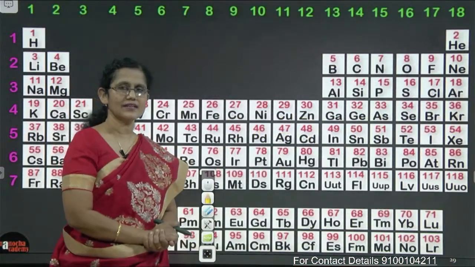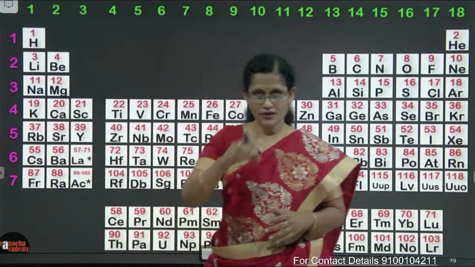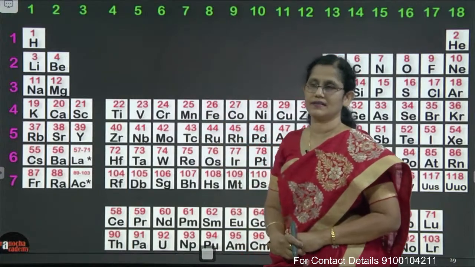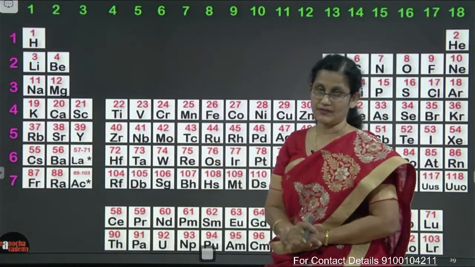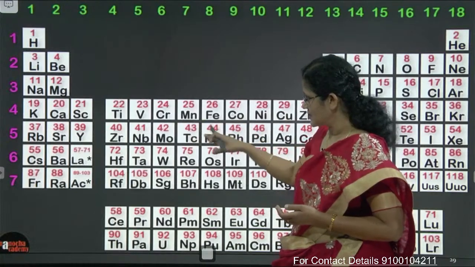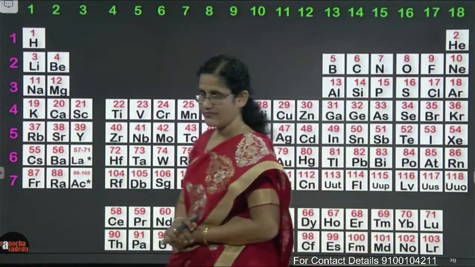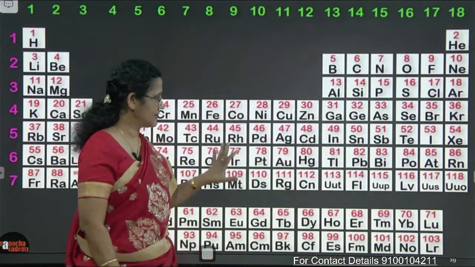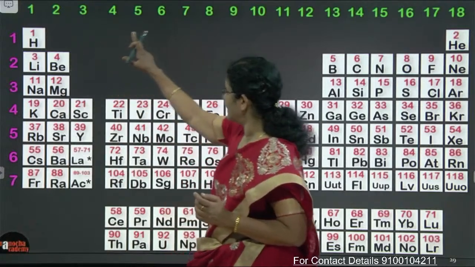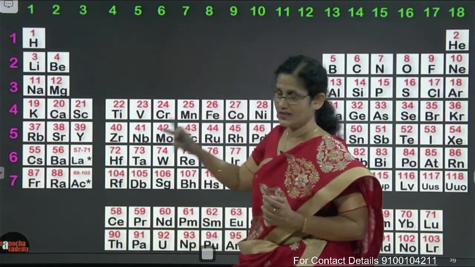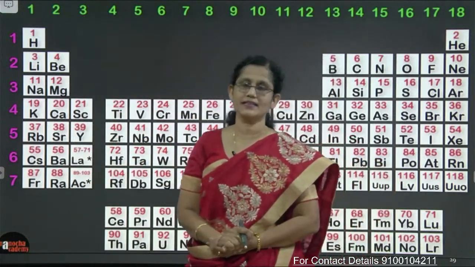So, in the next class we will be discussing the long form of the periodic table. What are periods? The horizontal rows. What are groups? The vertical columns. This is the modern periodic table, the long form of periodic table, Bohr's table, and in this table there are altogether 7 periods and 18 groups. How many periods? 7 periods. How many groups? 18 groups are there in this periodic table.